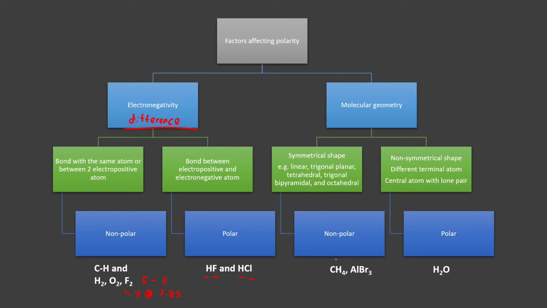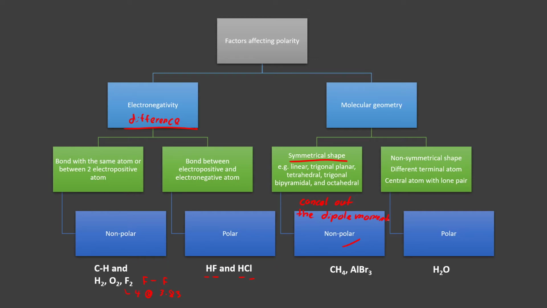Walaupun each individual bond is polar, tapi kalau shape yang basic, maksudnya linear, trigonal planar, tetrahedral, trigonal bipyramidal, it is non-polar. Sebab it cancel out each other. It cancel out the dipole moment.